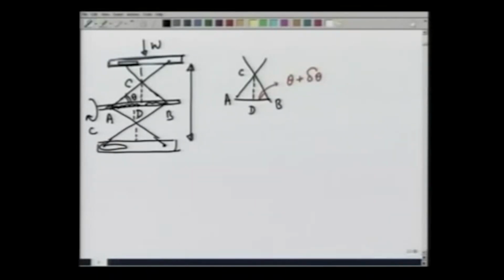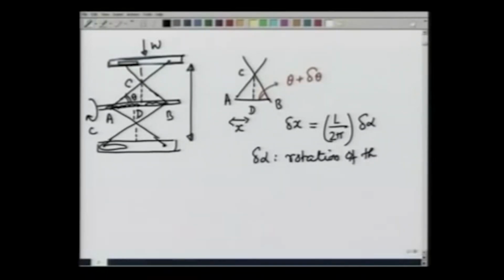So let us calculate that. Let us call this distance AD x, so that delta x is the reduction in the length, and delta x is going to be L over 2 pi times delta alpha, where delta alpha is the rotation of the screw.